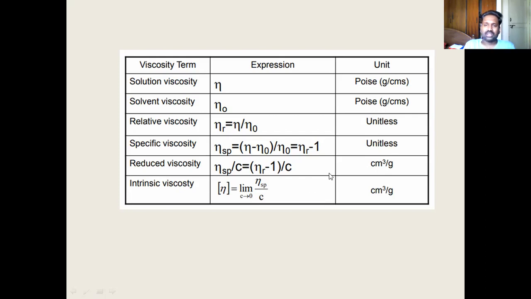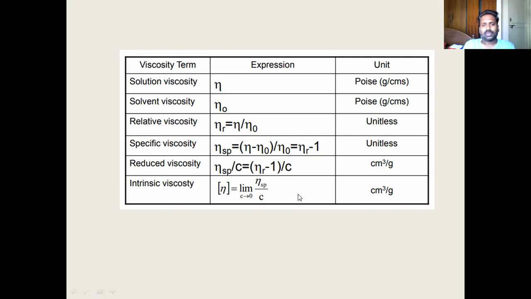And please note that all these units, relative viscosity and specific viscosity don't have units, whereas reduced viscosity and intrinsic viscosity have units which are reciprocal of the densities. What is density? Grams per cm cube. This is the reciprocal of this, cm cube per gram. Anyways, that was only some interesting thing I told.